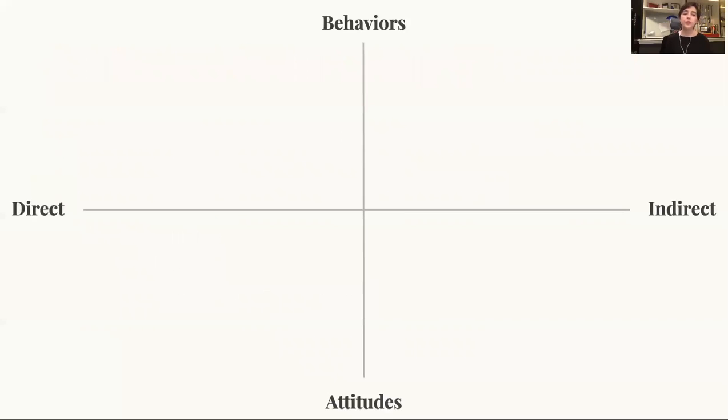We can also use this matrix to choose a research approach. Depending on if you're more interested in learning about user behaviors or attitudes, and if you prefer direct or indirect interaction with your participants, you can narrow your list of possible research methods. As a reminder, behaviors, which is at the top of this matrix, means what people do. Attitudes, down at the bottom of this matrix, are what people say. Those two things are often not the same. People may be doing one thing and saying that they do something else.